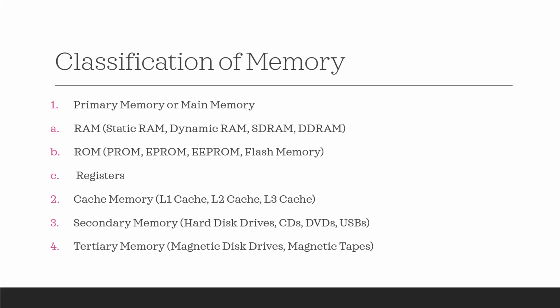Apart from RAM and ROM, registers and cache memory also forms a part of primary memory or main memory. Cache memory can be further segmented into L1 cache, L2 cache, L3 cache, and so on. Registers are the fastest accessible storage elements. The secondary memory or auxiliary memory includes hard disk drives, compact discs, DVDs, USBs, etc. The largest storage devices, called as tertiary memory, consists of magnetic disk drives, magnetic tapes, etc.